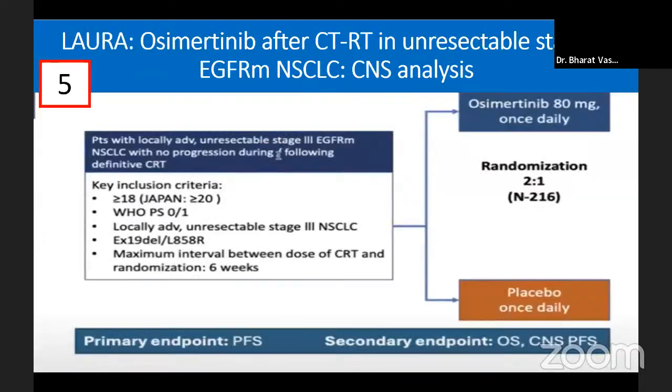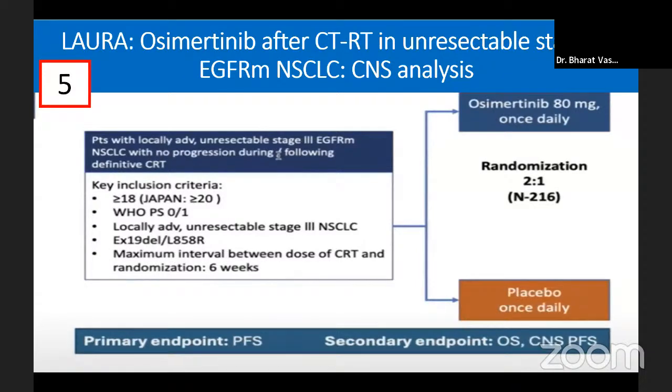What about ESMO 2024? Any new studies? There were 4 or 5 studies, but it is mostly a disappointment. There is nothing called a blockbuster, but there are some studies where we got some more data. So the LAURA study: you have ADAURA, you have FLAURA, and it was LAURA.